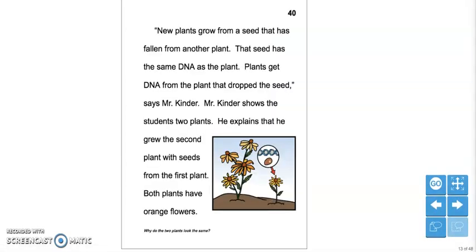New plants grow from a seed that has fallen from another plant. That seed has the same DNA as the plant. "Plants get DNA from the plant that dropped the seed," says Mr. Kinder. Mr. Kinder shows the students two plants. He explains that he grew the second plant with the seeds from the first plant. Both plants have orange flowers.